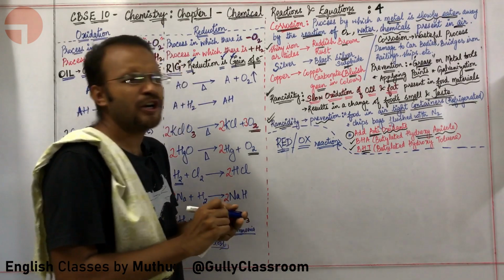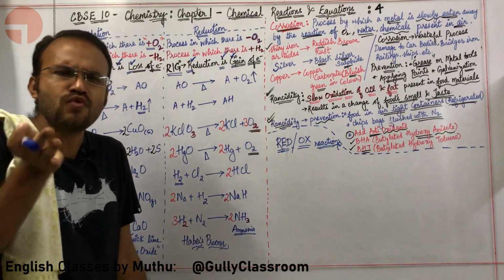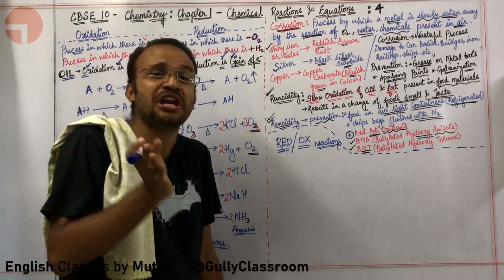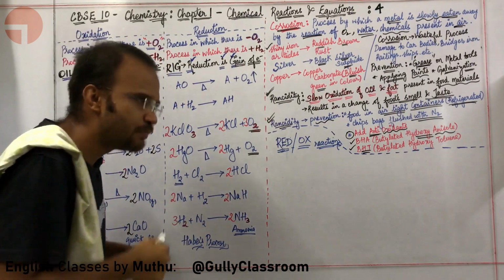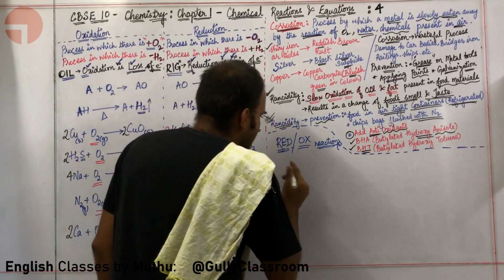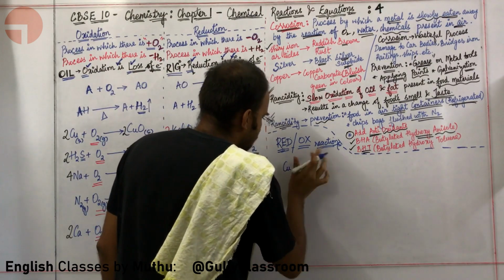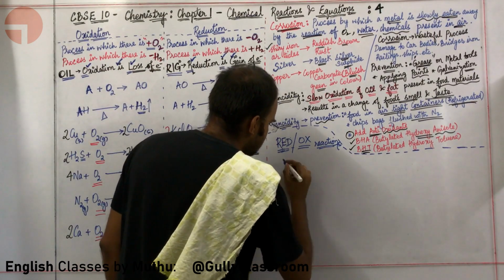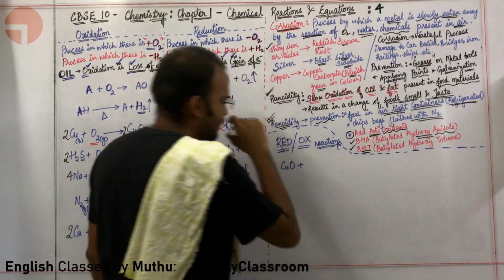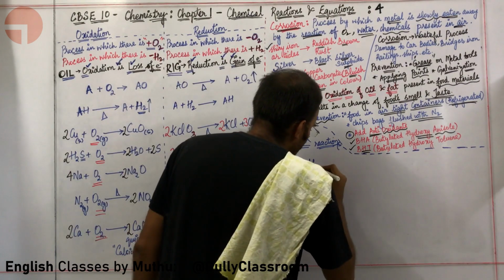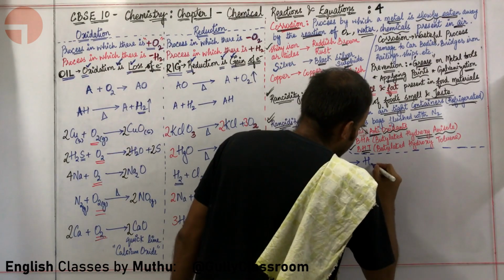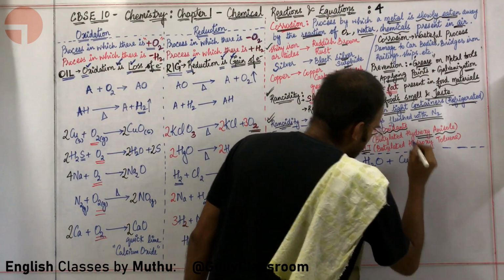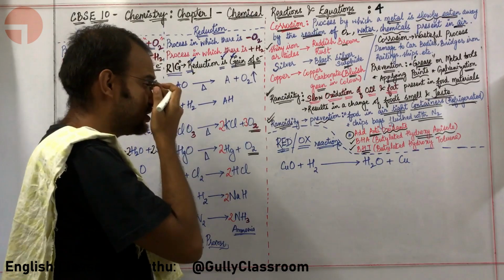Okay, sir. In order to better understand how oxidation and reduction can happen at the same time, kindly give us some very good examples. Absolutely, Tangam. Let us go for a very famous example. CuO plus H2. You are getting H2O plus Cu.